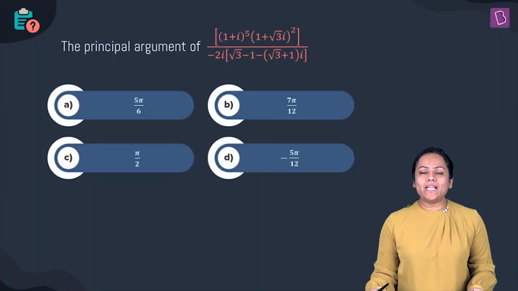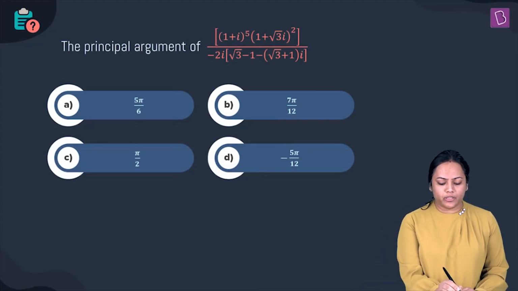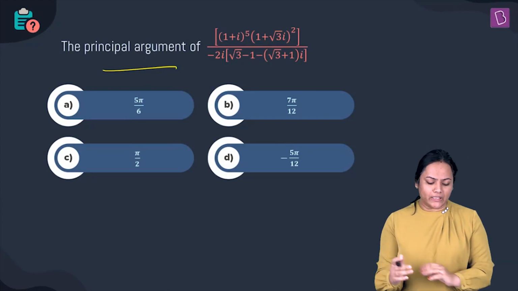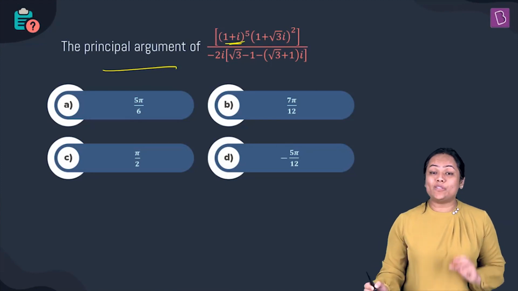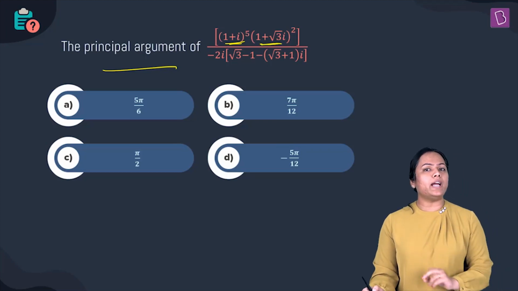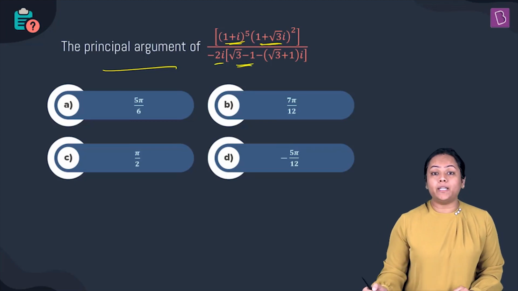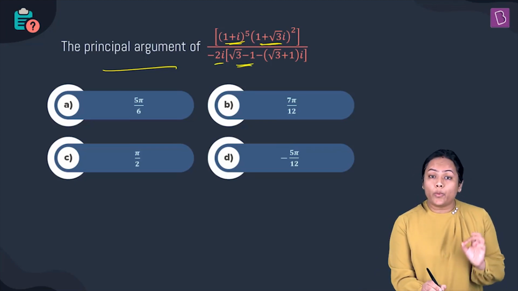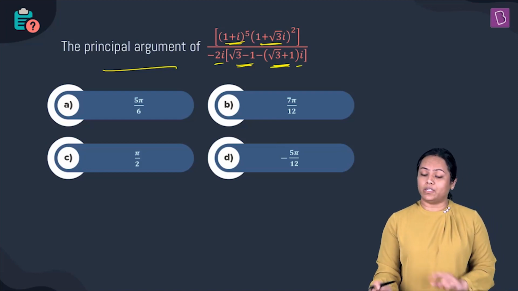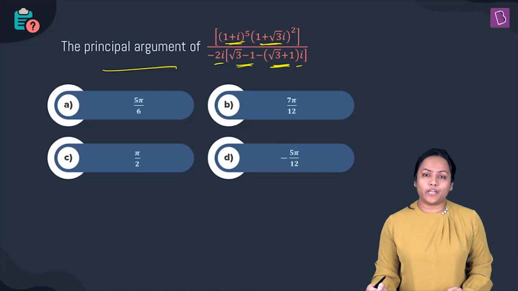Well, moving on, let's see what they have said here. They have asked the principal argument of a complex number. Well, that is written in terms of some factors. The first one is 1 plus iota raised to 5 multiplied by 1 plus root 3 iota whole square. In the denominator, I have minus 2 iota multiplied by root 3 minus 1, with a minus sign, again I have root 3 plus 1 multiplied by iota. So this entire expression is my complex number. I have to find the principal argument of this.